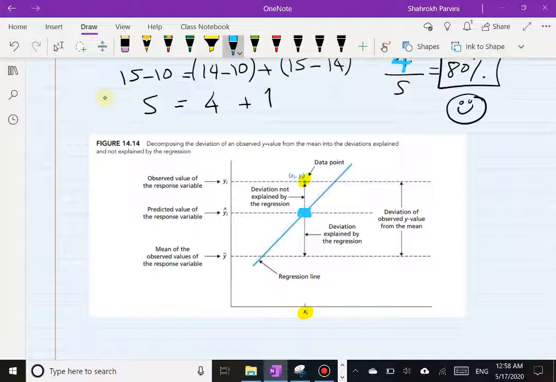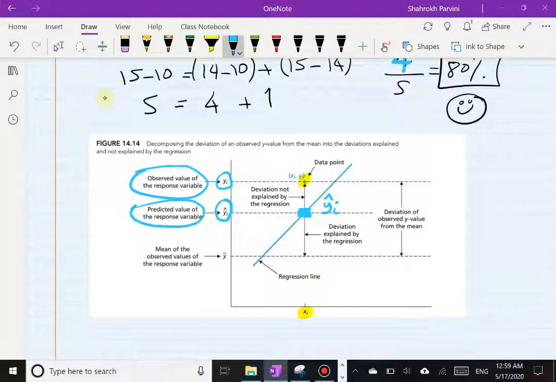This is the predicted value. That's our y hat i. That's what that is. Okay, and you can see it in here. That's y hat i. yi is the observed value. That's the actual observed value of the dependent variable. Y hat i is the predicted value.